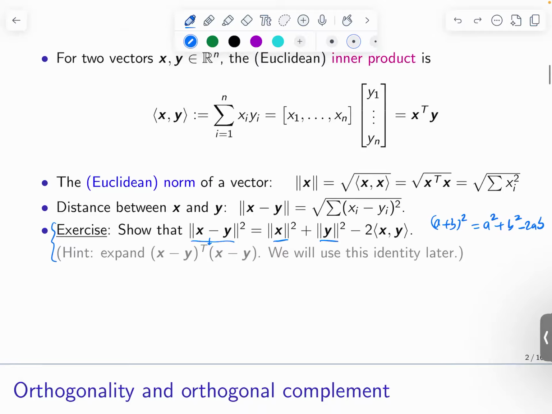For example, if the two vectors are orthogonal, then the inner product of x and y would be 0. So you get the Pythagorean theorem. Inner product is 0 implies the norm of x plus y squared is the norm of x squared plus the norm of y squared. So you would prove the Pythagorean theorem rather easily.